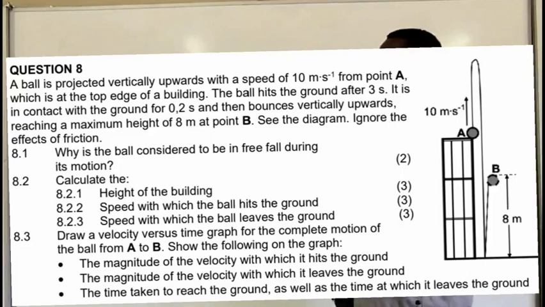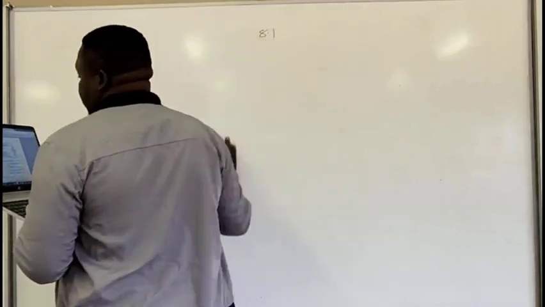It is displayed on your screen, question number 8. It is a very interesting question. It says that a ball is projected vertically upward with a speed of 10 meters per second from point A, which is at the top edge of a building. The ball hits the ground after 3 seconds. It is in contact with the ground for 0.2 seconds and then bounces vertically up, reaches a maximum height of 8 meters at point B. See the diagram, ignore the effect of friction.